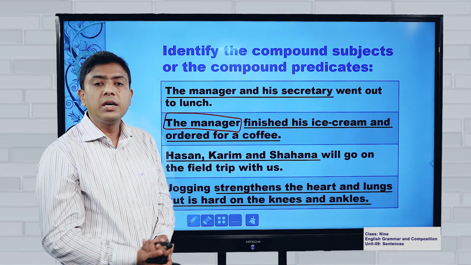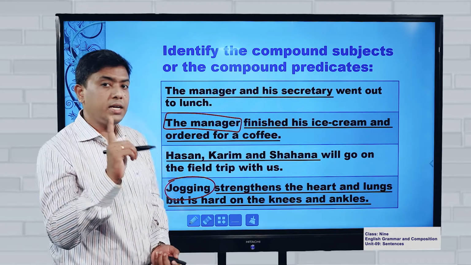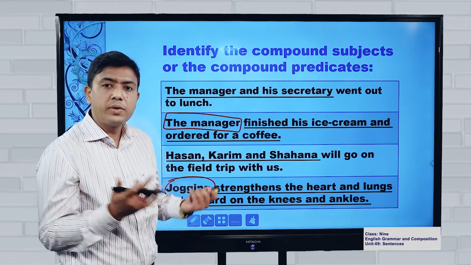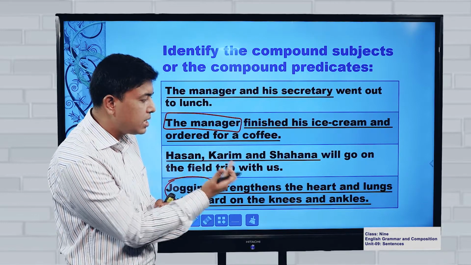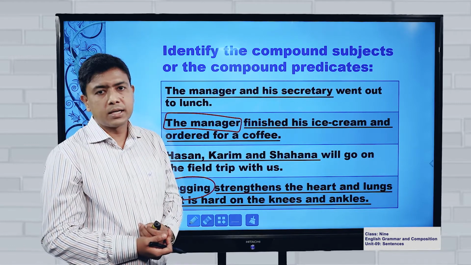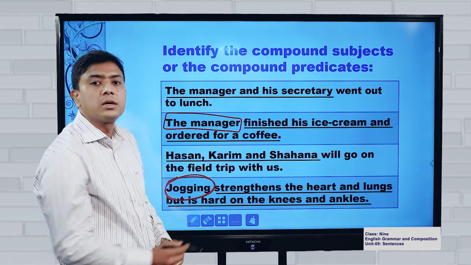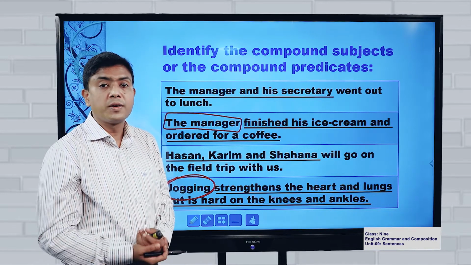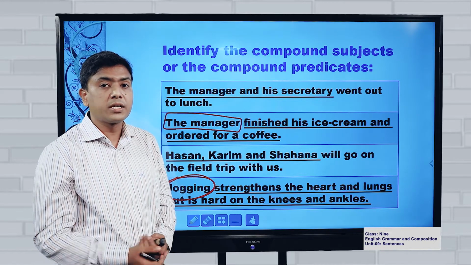So this is going to be a compound predicate because our subject jogging is one idea, one particular noun, one particular abstract noun. So this is going to be a very simple subject. The predicate has two ideas. You see, strengthens the heart and lungs, one idea. Second one is hard on the knees and ankles. So we have a compound predicate for this particular subject. So we can see that simple sentences may have a compound subject, a compound predicate. It can also sometimes have a compound subject and compound predicate together.